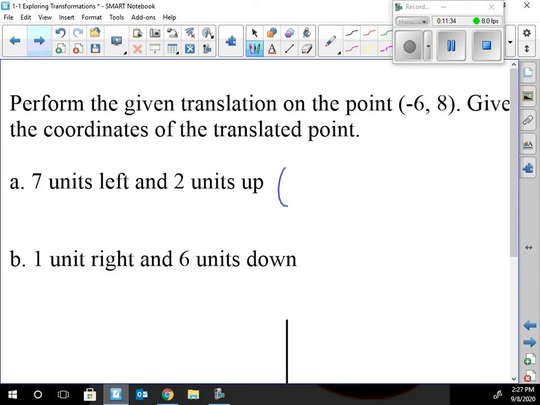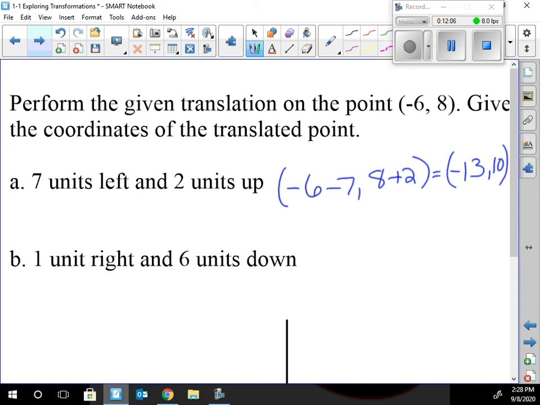Start at -6, and I go left 7 units. That means I'm going to subtract 7. I start at the point 8, and I move up 2. Since it's up, I add 2. -6 minus 7 is -13. 8 plus 2 is 10. I have the point -13, 10.